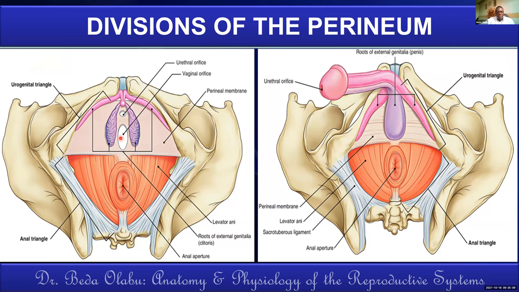These images help us to appreciate that concept that we've just highlighted so far. So the image to your left shows you the urogenital triangle in female containing the components of the external genitalia. And the image on your right shows you male and how the urogenital triangle contains at least the root of the penis, which is part of the male external genitalia.